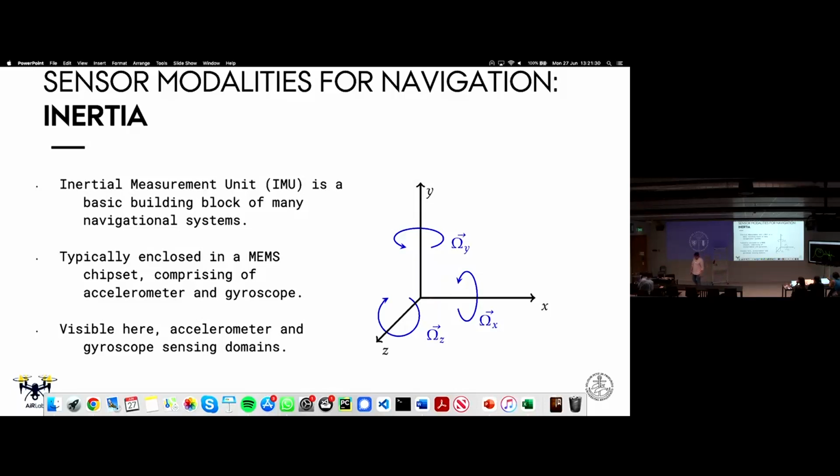So this basic graph explains how the accelerometer and the gyroscope are sensing. Regarding the sensing domains, you can imagine that the accelerometer measures acceleration across all three cardinal directions in our three-dimensional space, while the gyroscope is going to measure the angular velocity around those axes.